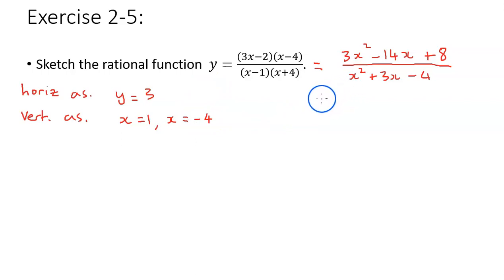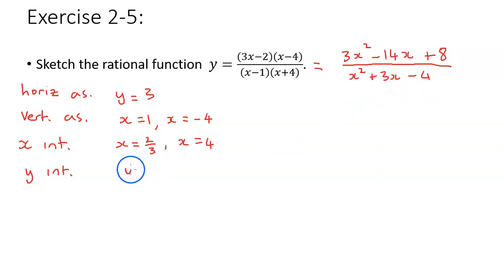We can find our x-intercepts very quickly. X-intercept, this is when y equals 0, and y can only equal 0 if the numerator equals 0. So that would be x equals 2 over 3, or x equals 4. And our y-intercept is when x equals 0. So the y-intercept is 8 over negative 4, so negative 2.